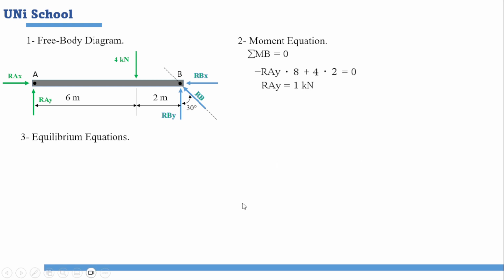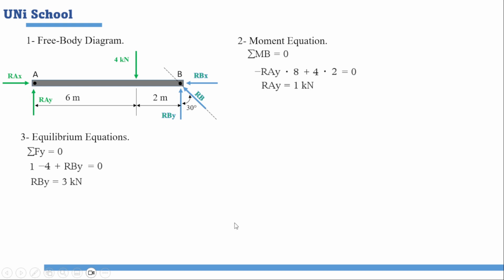Continuing with our resolution, let's move on to the equilibrium equations, starting with the sum of forces in y. We have that RAY, which is 1 kilonewton in the positive direction, minus the force of 4 kilonewtons plus RBY is equal to 0. Thus, we have that RBY is equal to 3 kilonewtons.